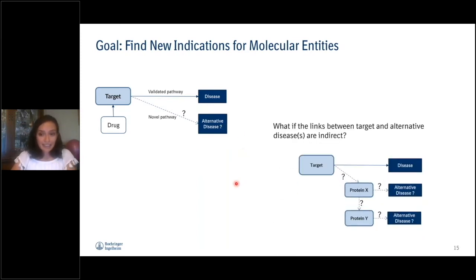But the question here was, what if this link between the target and alternative diseases were indirect? Let's say that the target was interacting with a protein, and that protein was interacting with another protein, and that was linking us to an alternative disease, but that was not published yet, and we just wanted to connect the dots and find this unlinked information by ourselves.